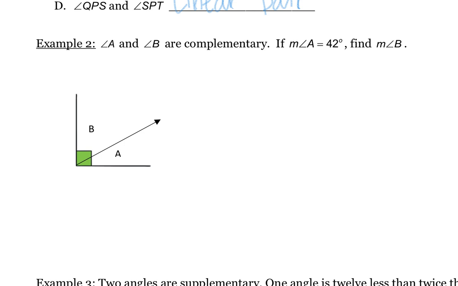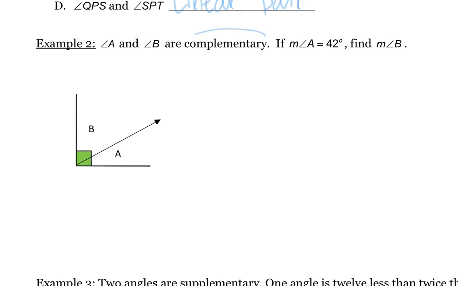Let's do example 2 and see if you can understand it a little better. Vamos a hacer ejemplo 2, okay? Este dice ángulo A y ángulo B son complementarios. Si la medida de ángulo A es igual a 42 grados, encuentra la medida de ángulo B. All right, example 2, angle A and angle B are complementary.